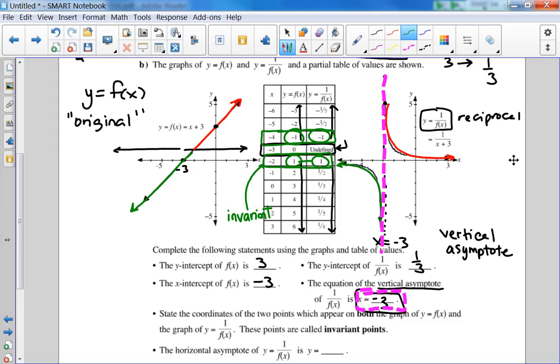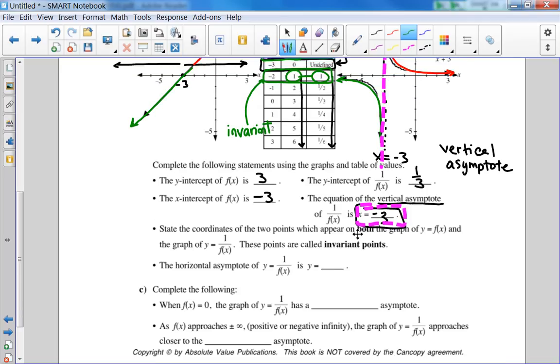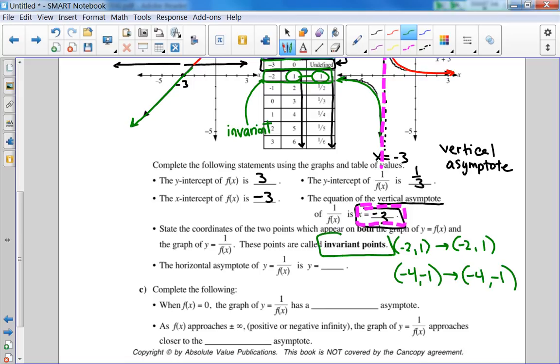So it says, state the coordinates of the 2 points which appear on both graphs. These points are called the invariant points. How come they didn't give us a spot to put that? So negative 2 comma 1. And what's the other one? What's the value when it's negative? Negative 4 comma negative 1. Okay. So these are the invariant points. They don't change.